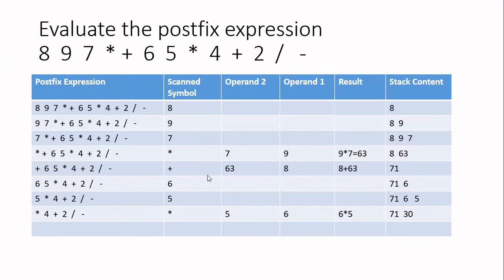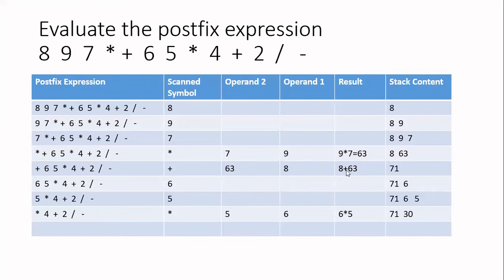Next, plus. Plus is an operator. So now I have to pop 2 operands from the stack, 63 and 8. But when I apply the operator, I have to apply 8 plus 63. Just reverse it, that's all. So you will be getting 71. Remember, when you get multiply or addition, even if you pop in the reverse order, you will get the correct answer only. But in case of minus and divide, they are not commutative. So you will be getting a wrong answer. So be careful with this particular step.